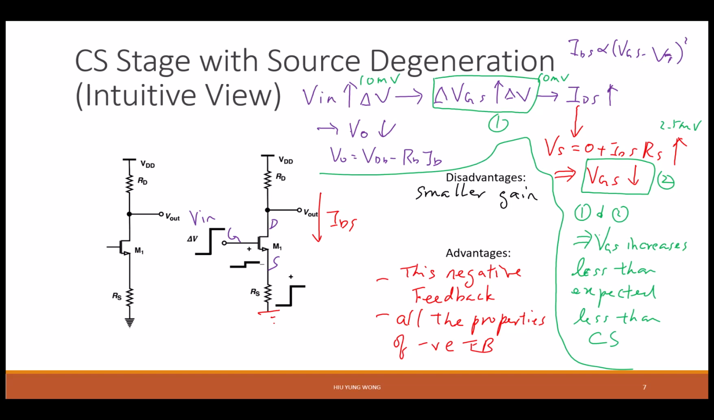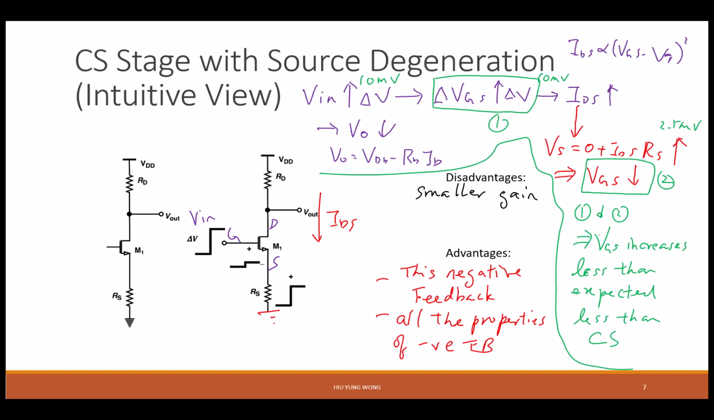Then how is it going to affect the V out? Well, if IDS increases, V out is going to decrease, because V out equals VDD minus RD times ID, right? So you increase ID, of course this will decrease. You should already have this feeling: whenever you see common source, if the left goes up, the right must go down. They go in the opposite direction, right? Okay, looks like we finished. Isn't this the same as common source? That is what we discussed in common source, right?